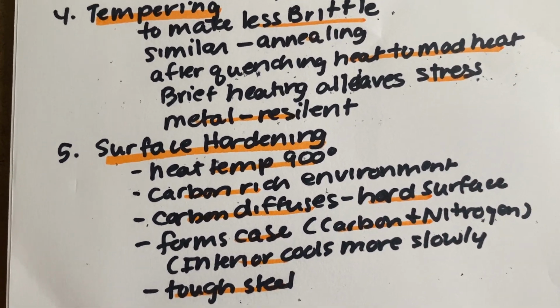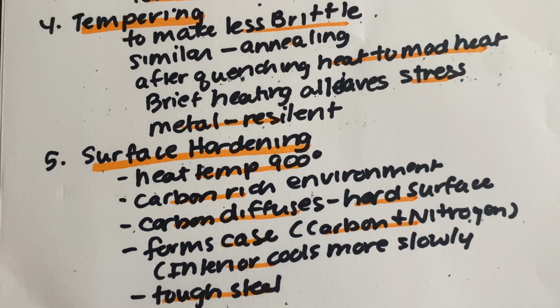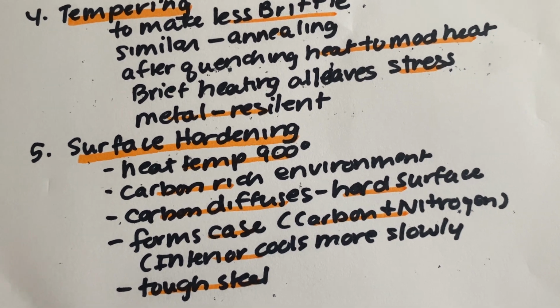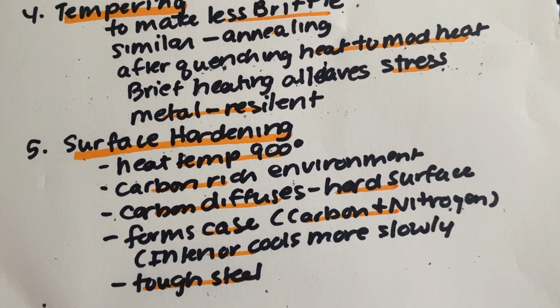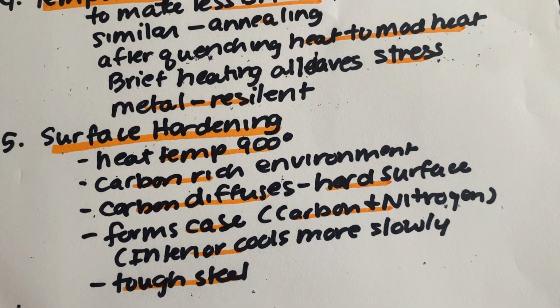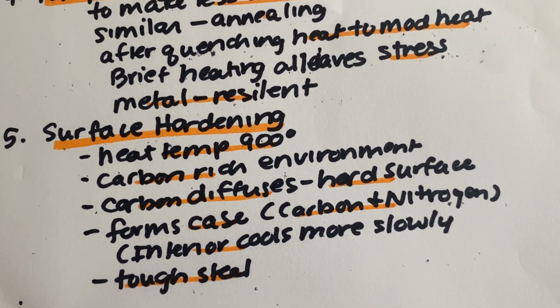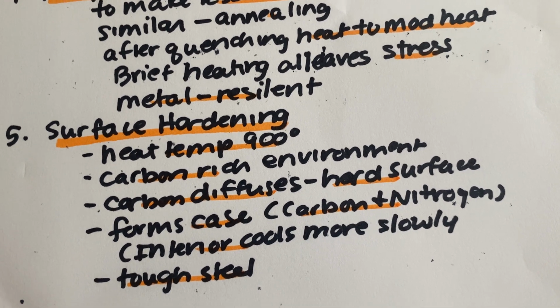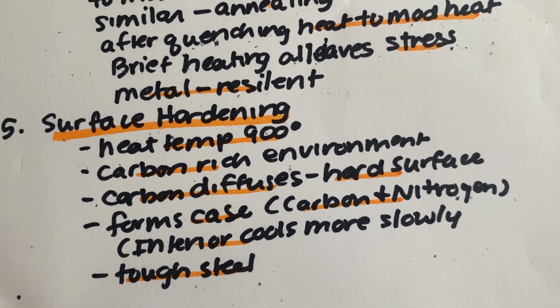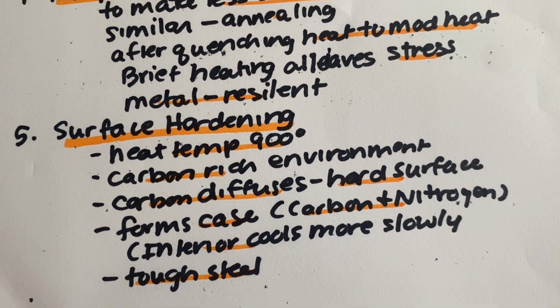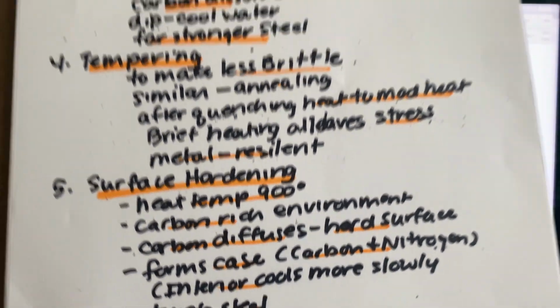You see, surface hardening is again at temperatures of 900 degrees. The carbon-rich environment there diffuses into the hard surface, and later on it forms a case with carbon and nitrogen on this case. And the interior cools more slowly and it puts together tough steel.